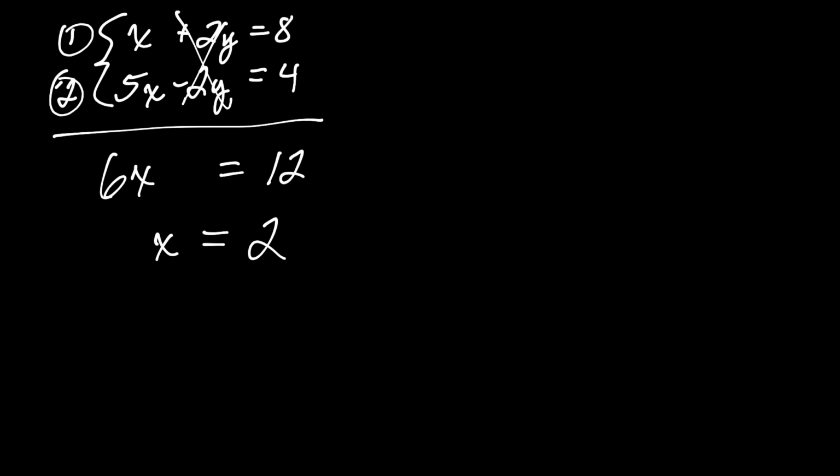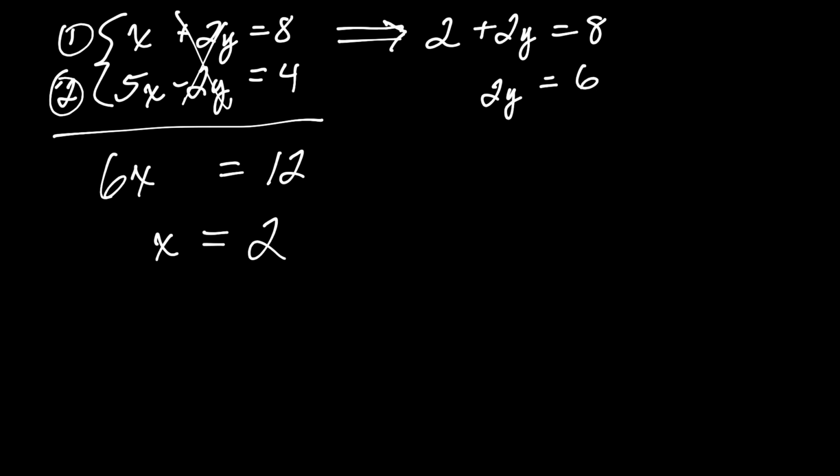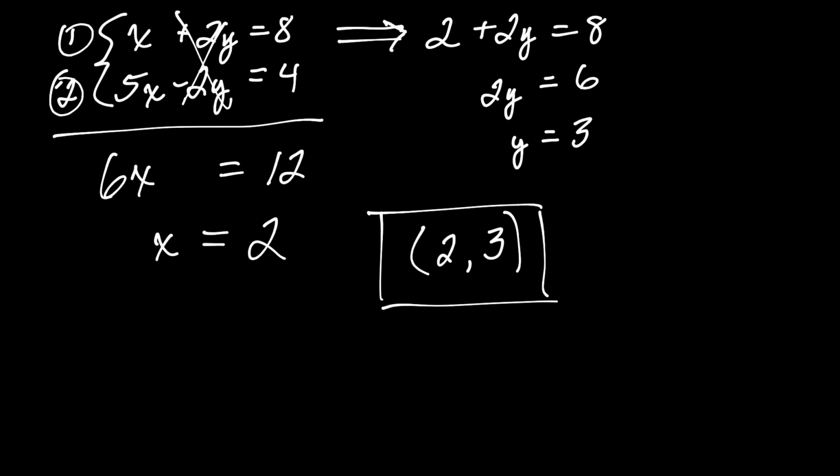And 12 divided by 6 is 2. Once you know what one of the variables is, you can go to either one of the previous equations and substitute 2, in this case, for the x. So 2 plus 2y is equal to 8, or 2y equals 6, or y equals 3. So we have a solution, (2, 3). And remember, this is interpreted as the intersection between the graph of these two lines.